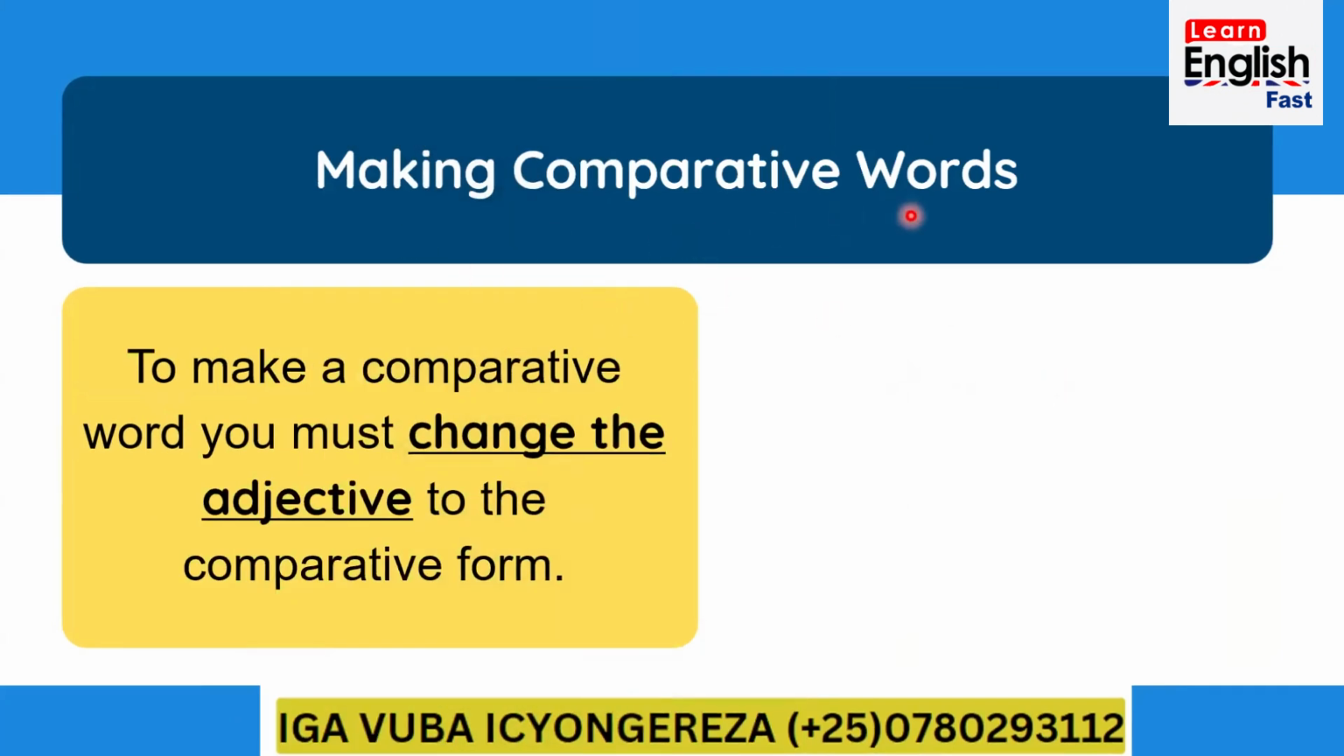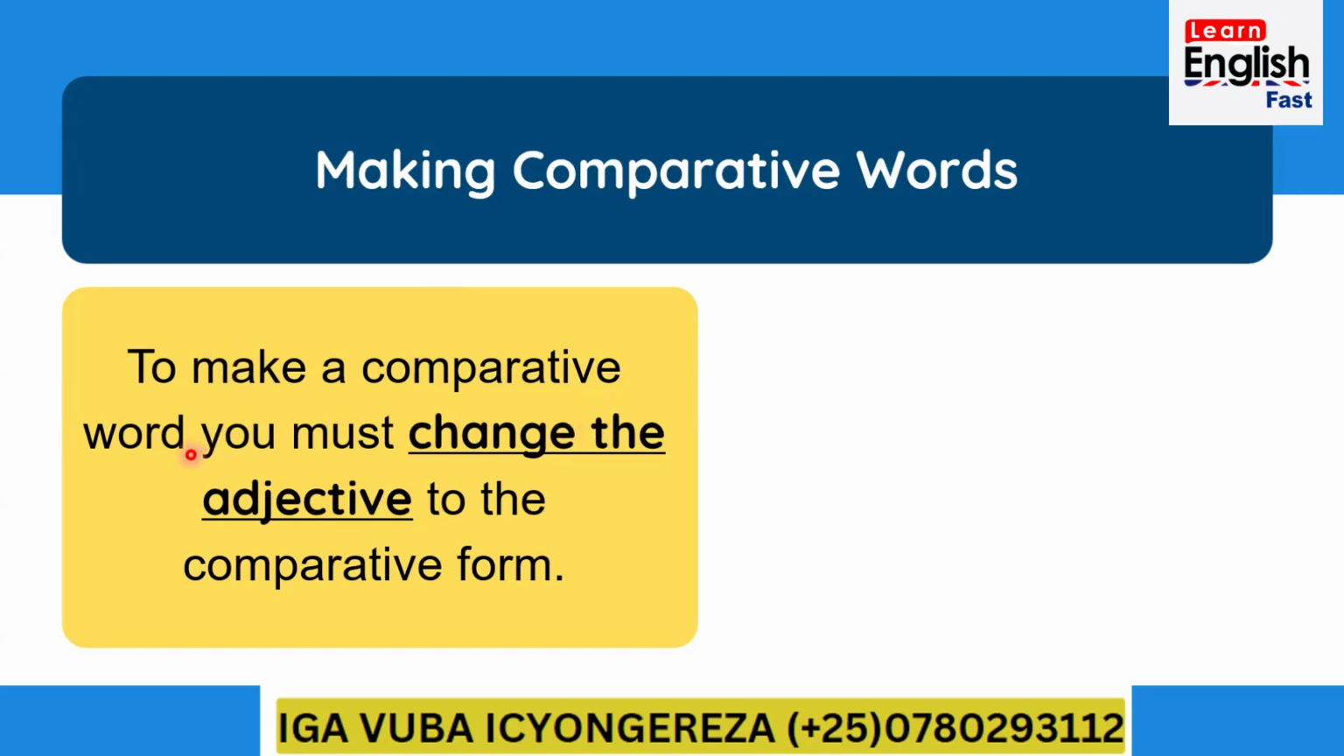Making comparative words. Ubundi amagambo none iyo tugiye kugereranya ibintu bibiri tubigenza gute? Ndakwibutsa yuko turi buze no kwiga kugereranya ibintu birenze bibiri. Muri iri somo uri buze kubisobanukirwa, umenye gusobanura ibintu bibiri bitandukanye tubigereranya gute, cyangwa se kugereranya ibintu birenze bibiri. You are going to understand in this lesson. Ibi uri buze kubyumva muri iri somo.